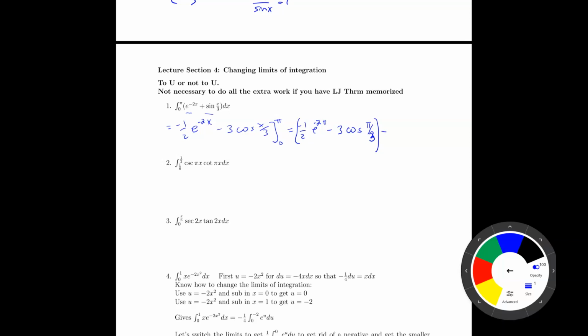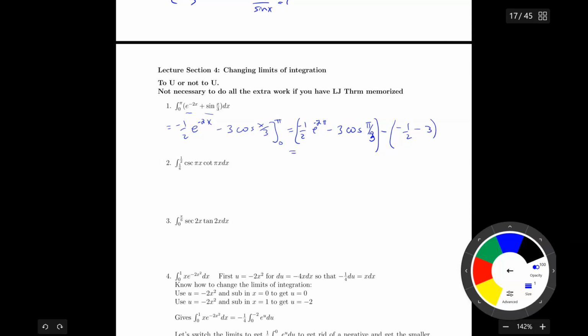Subtract off, be careful with the zeros, right? For both of these, neither of them are 0. So if I put in 0 here, I get e to the 0, which is 1. So I get a negative 1/2. Put in 0 here, I get cosine of 0, which is 1. So I get a negative 3.